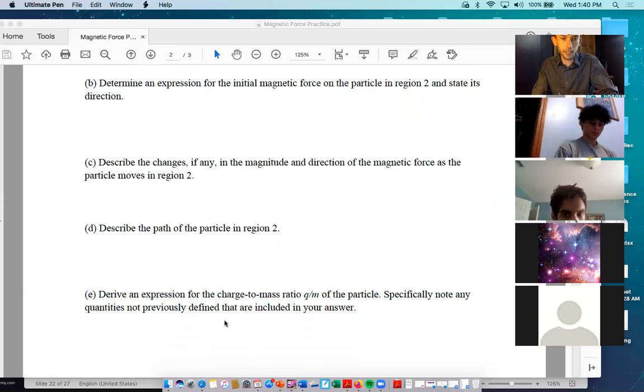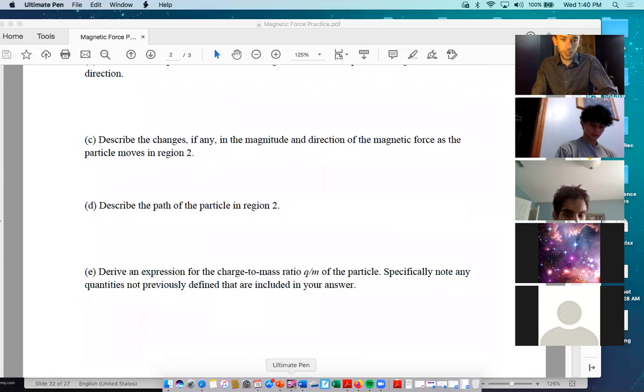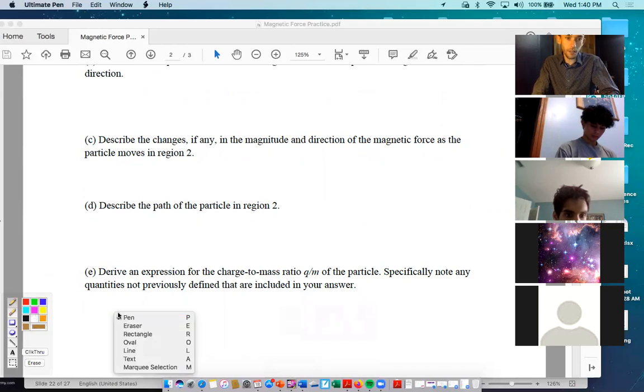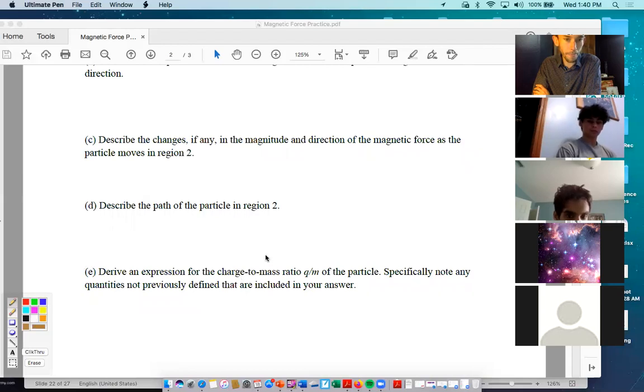Okay, part E is a really important question. Derive an expression for the charge to mass ratio of the particle. Okay, so where am I going to get mass from? Well, we've just said that the magnetic force in that second region is supplying a centripetal force. So we just said that the magnetic force, this was the answer to part B, I think, is qEB2 over B1. That's what we proved earlier.